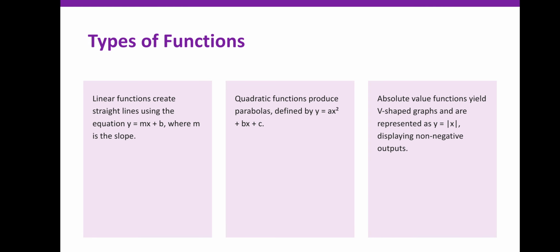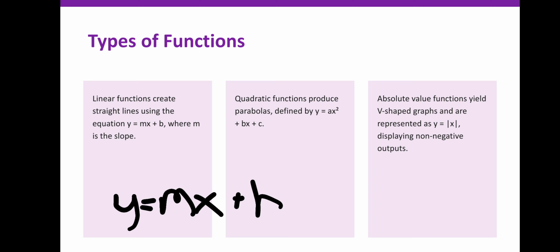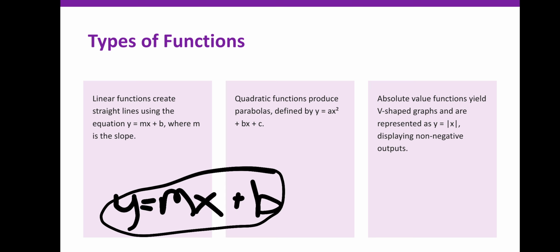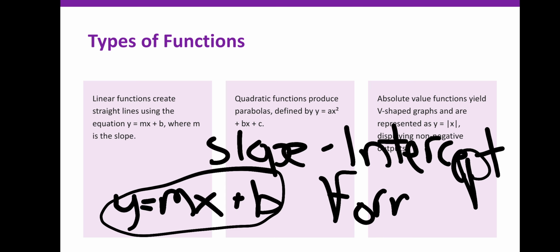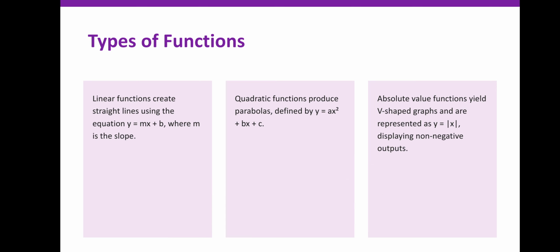The types of functions. So now we're getting to the good stuff. Linear functions create straight lines using the equation y = mx + b, where m is the slope. This is also called slope-intercept form. Okay, I know I have terrible writing when it comes to drawing online.